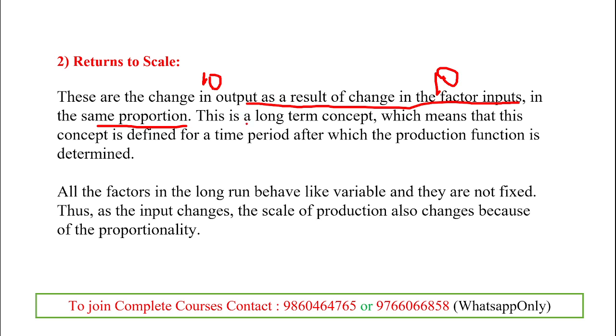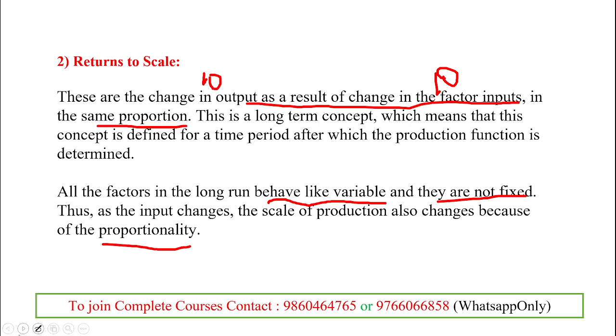Returns to scale is a long-term concept, which means that this concept is defined for a time period after which a production function is determined. So after the production function is determined, it becomes a long-term concept. All the factors in the long run behave as variable and they are not fixed, so they can be changed. Thus, as the input changes, the scale of production also changes because of the proportionality.